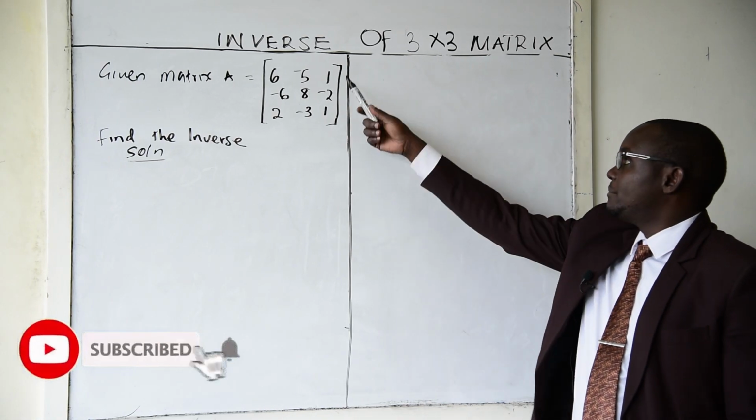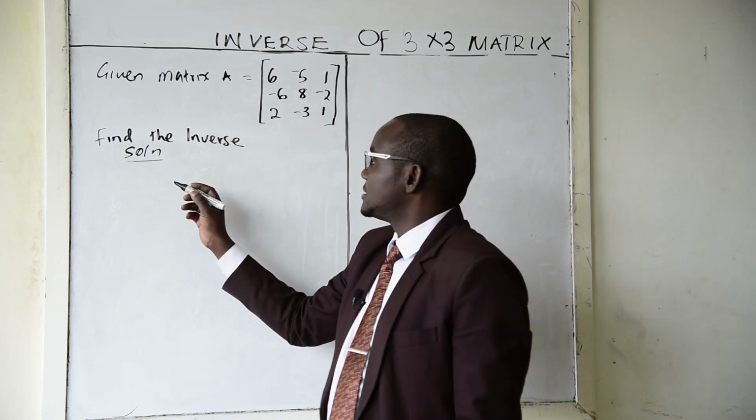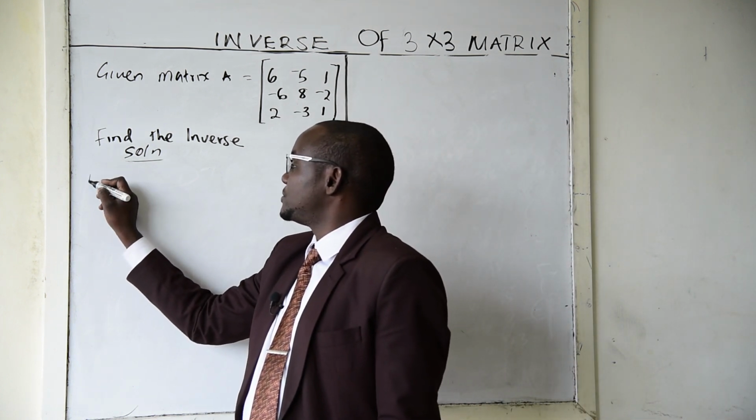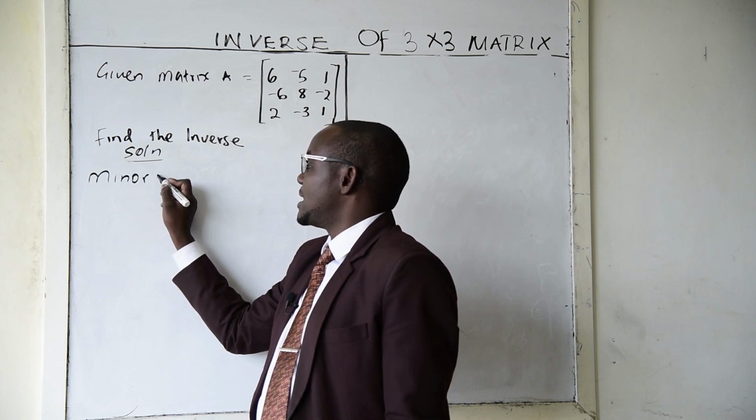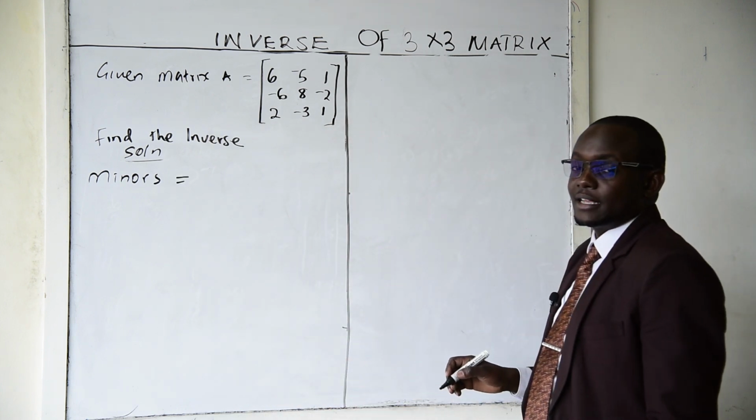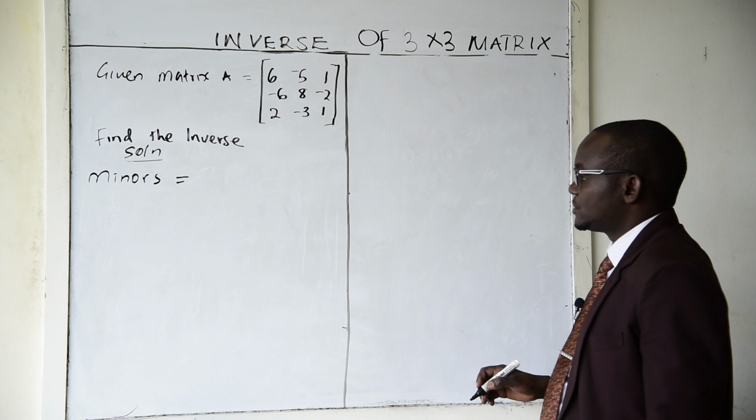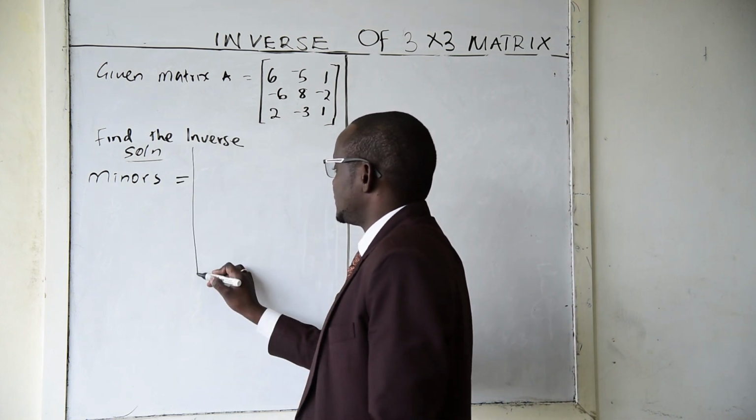Hello guys, let's learn about the inverse of a 3 by 3 matrix. To get the inverse of a 3 by 3 matrix, first you start with what we call the matrix of minors. And the matrix of minors is given as follows.